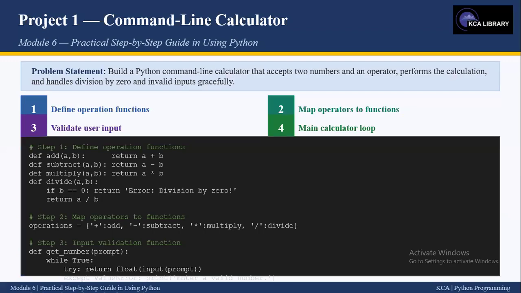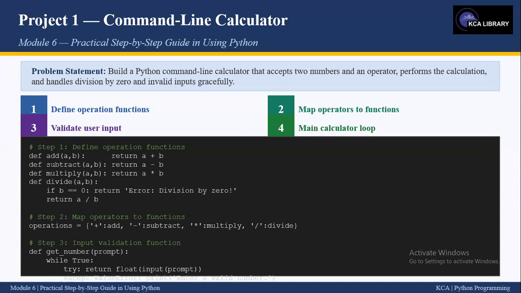Project 1, Command Line Calculator. The first project is Command Line Calculator. The problem statement is as follows. Build a Python program that accepts 2 numbers and an operator, performs the calculations, and handles division by 0 and invalid input gracefully. The solution is structured into 4 steps.